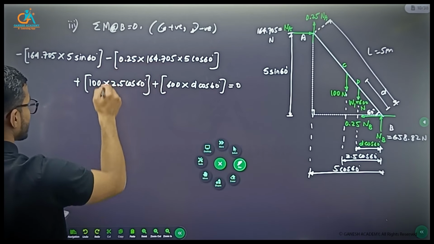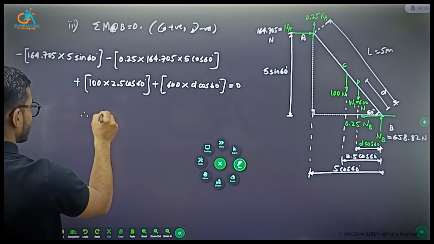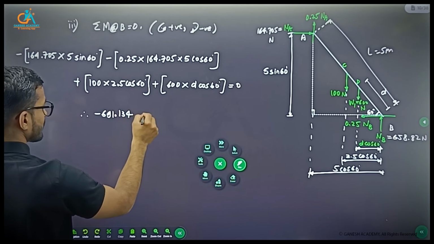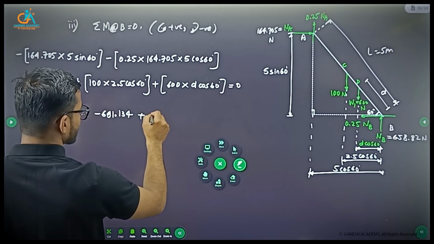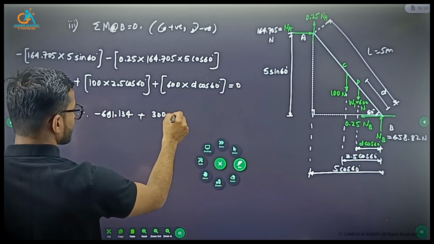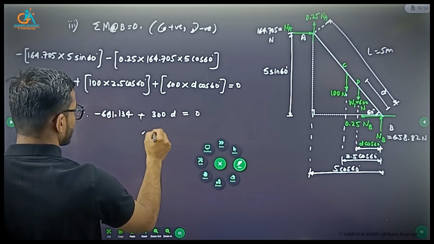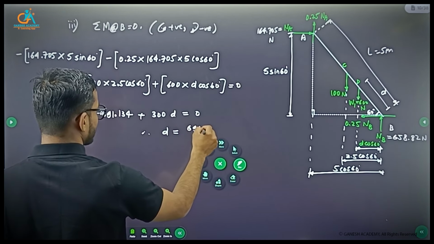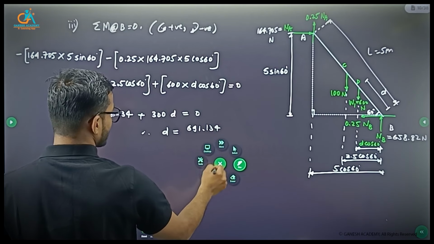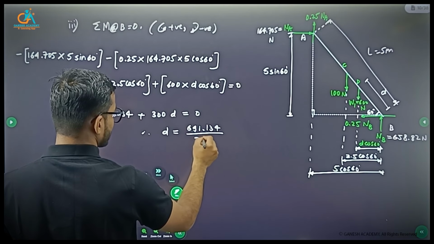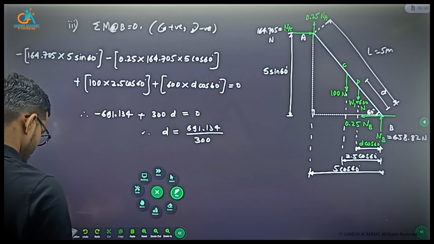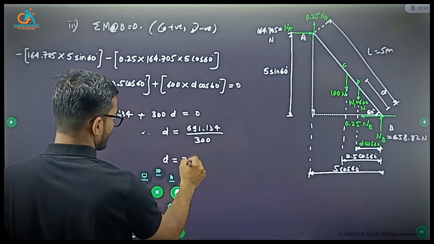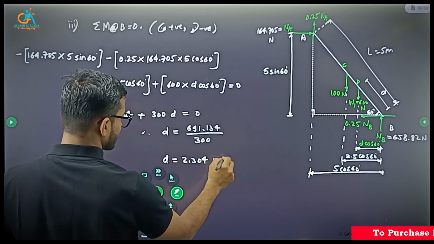So for first three terms we have answer minus 691.134. Then 600 into cos 60 is 300. So you'll get to know that value of D as 691.134 divided by 300, 2.304, you can write meter.